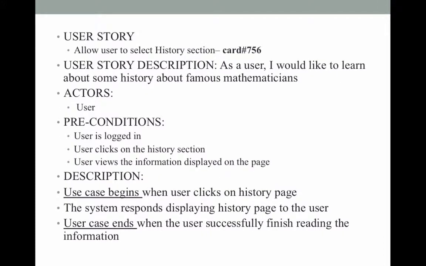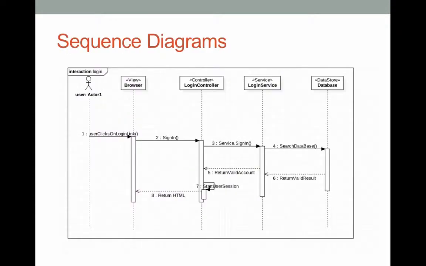The next user story is the history section. As a user, I would like to learn more about the history of famous mathematicians. The user is logged in, clicks on the history section, and views the information displayed on the website. The use case begins when the user clicks on the history page. The system responds by displaying the history page to the user, and the use case ends when the user successfully finishes reading the information.